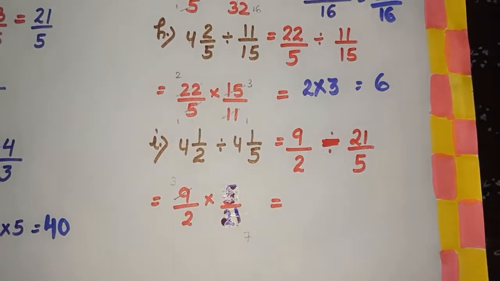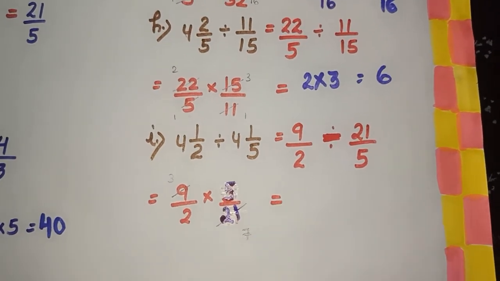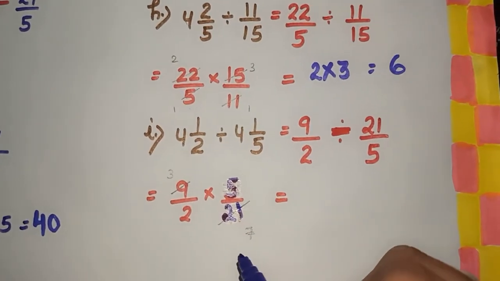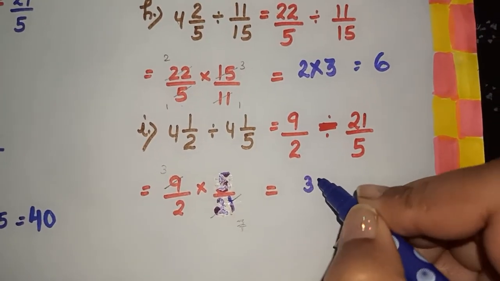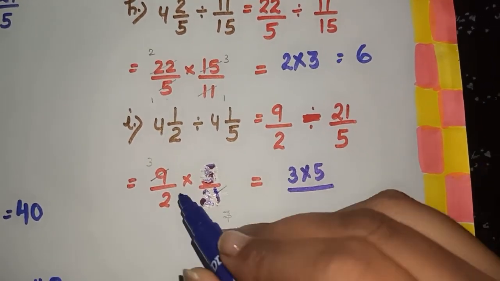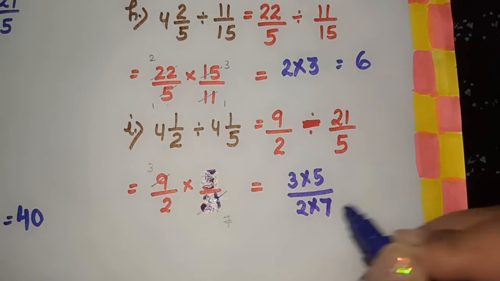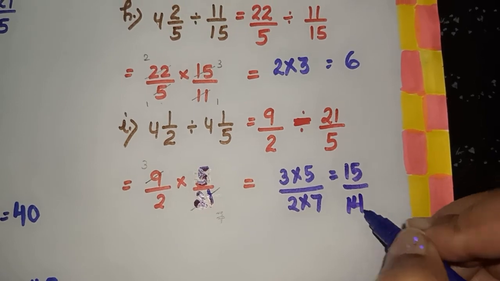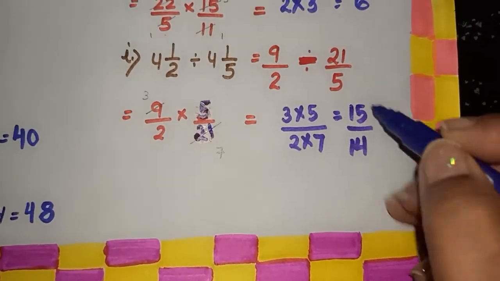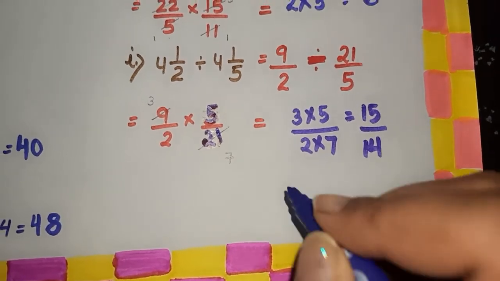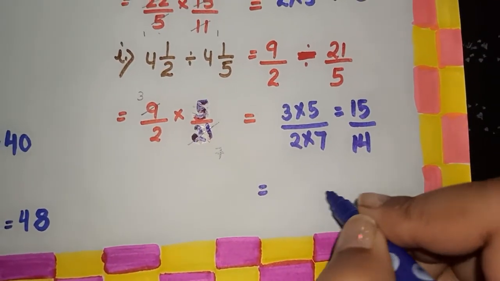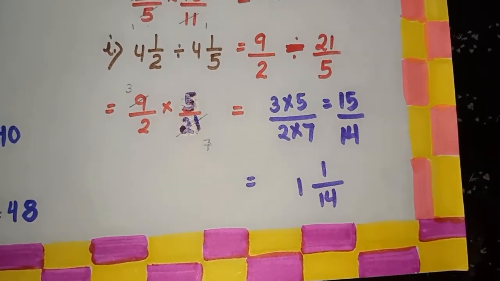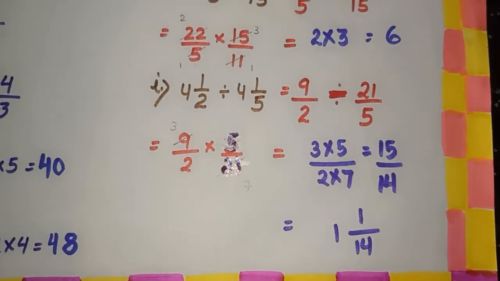3 threes are 9, 3 sevens are 21. Okay, now can we divide any other number? No. So only 3 into 5 is left in the numerator and 2 into 7 in the denominator. 5 threes are 15 and 7 twos are 14. Now students, again it is an improper fraction, right? So what we need to do? Let us convert it into a proper fraction. 14 ones are 14 and to make it 15 only 1 is left. So this is our answer.